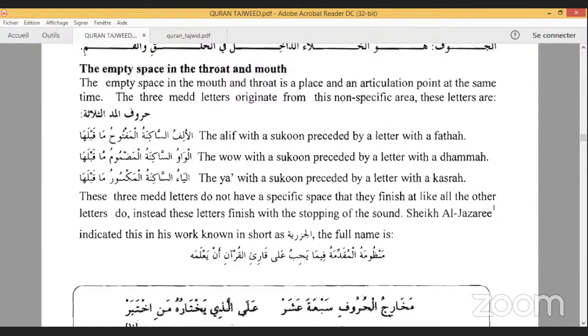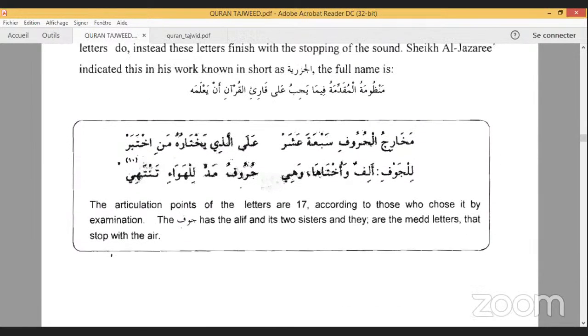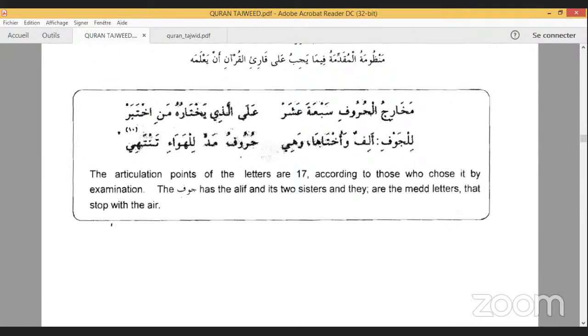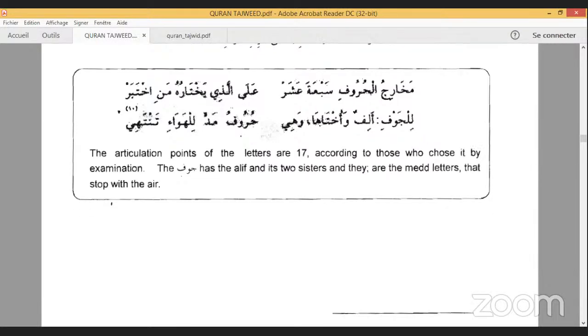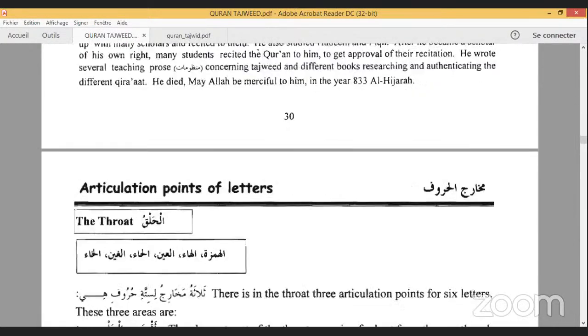These three mid letters do not have a specific space that they finish at, like all the other letters. All the others do. Instead, these letters finish with the stopping of the sound. Okay, we are going to take this part of Al Jazariya because, inshallah, in the future we will have some episodes where we take all of Al Jazariya. Okay, that's good.